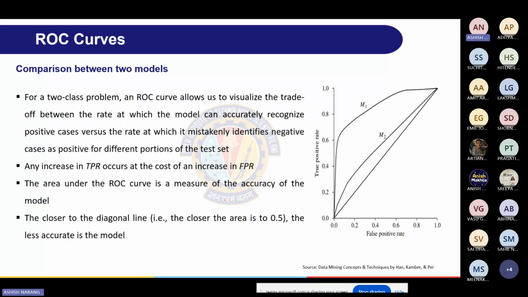So this is a very simple comparison between two different models. Now this part should be very simple. If I ask you which model is better, see the same graph. This is your random line. This is M2, this is M1. Which is better?